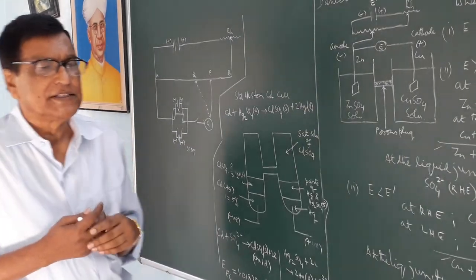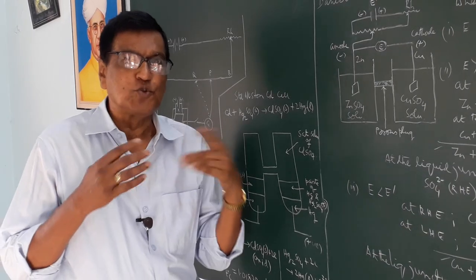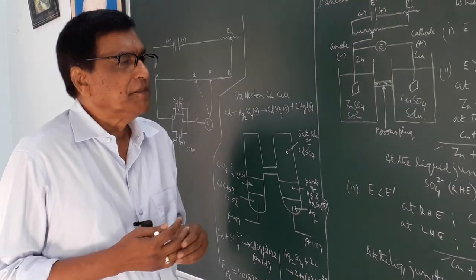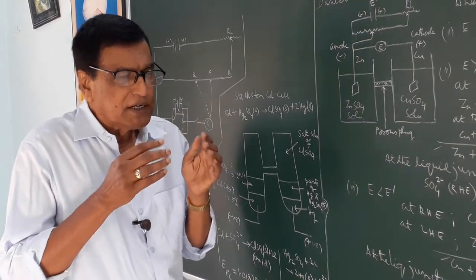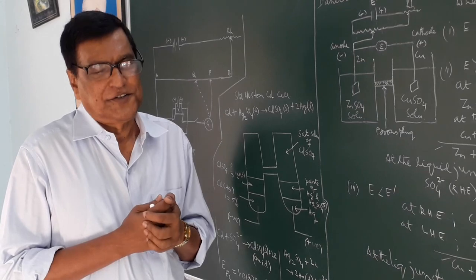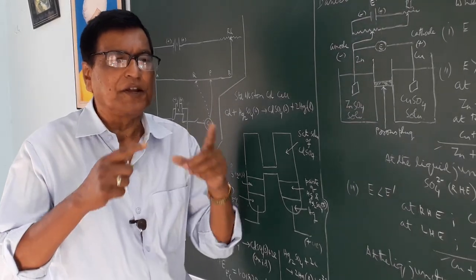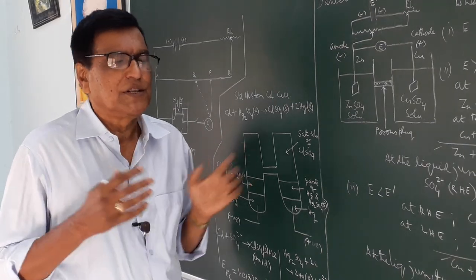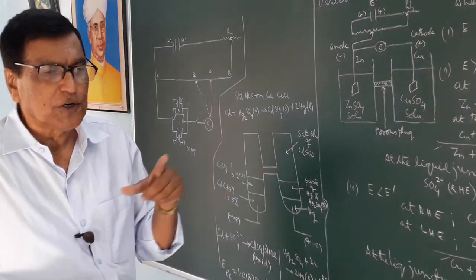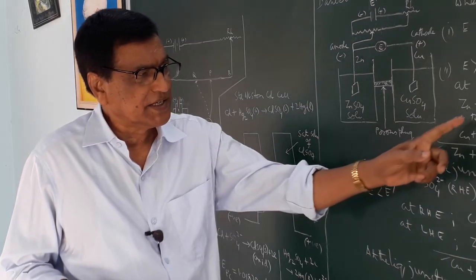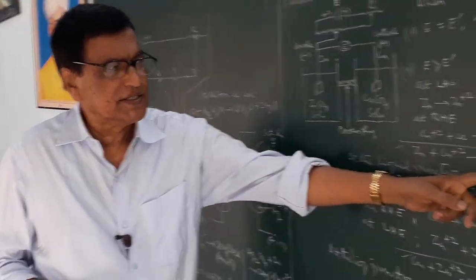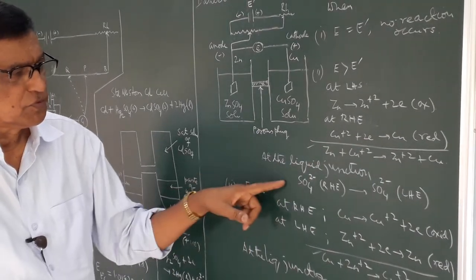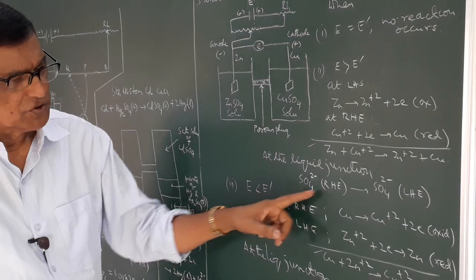Whenever a voltmeter is used, which is the usual instrument to determine the potential difference, the voltmeter draws some current in order to record the potential difference of these two electrodes. Whenever the voltmeter draws some current, this reaction comes up, this reaction comes up, and this transport through the liquid junction also occurs.